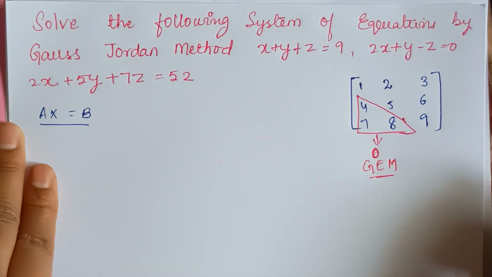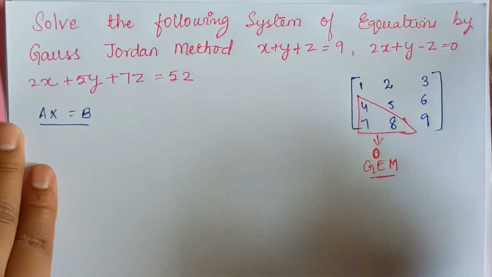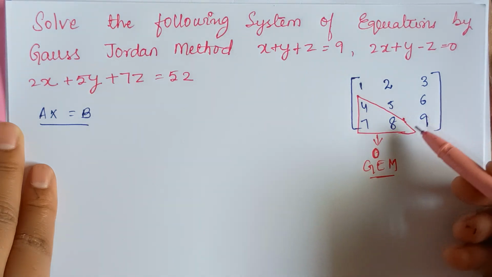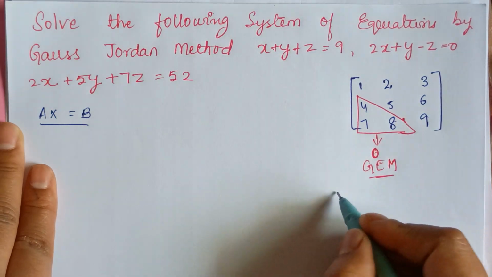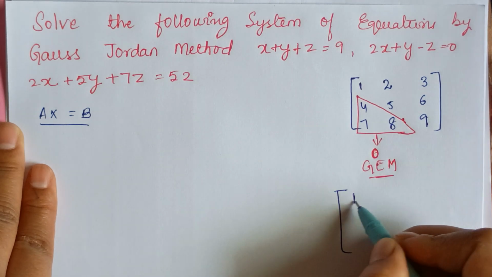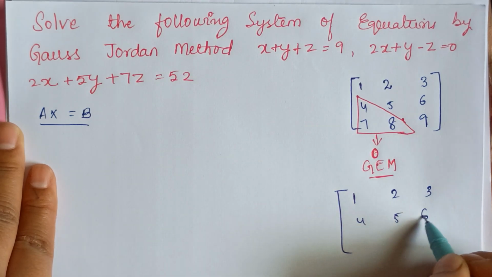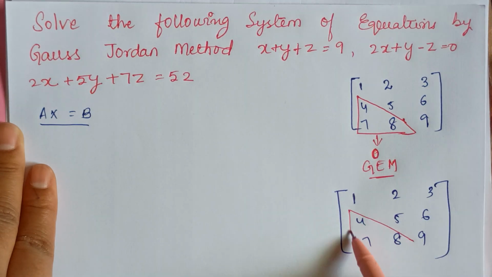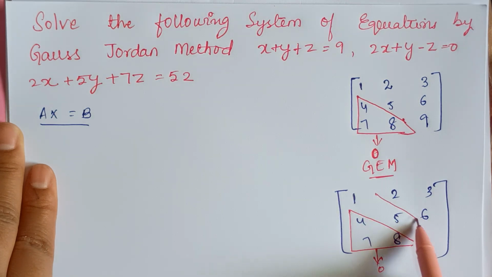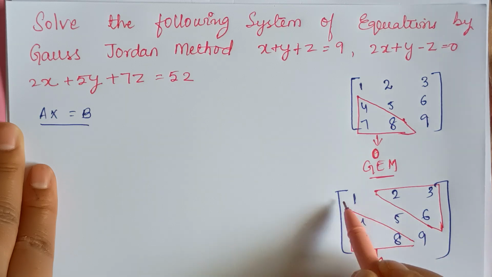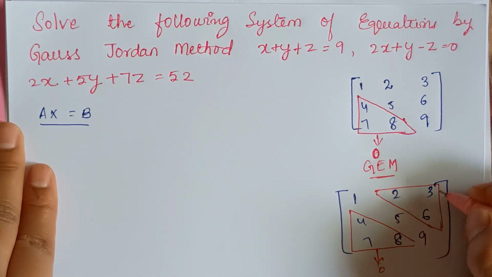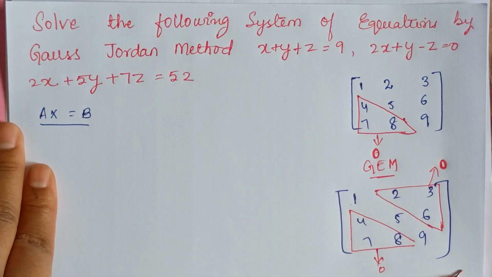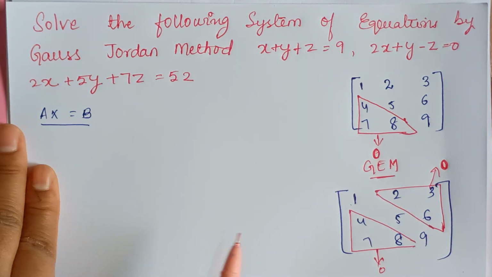In the Gauss Jordan method, we are going to do the same thing, but one more step is added. Consider a matrix like 1 2 3, 4 5 6, 7 8 9. In the Gauss elimination method, we reduced the elements below the diagonal to 0. In the Gauss Jordan method, we are going to reduce the elements above the diagonal elements also to 0. So we are going to have only the diagonal elements. Other than that, everything else should be 0.